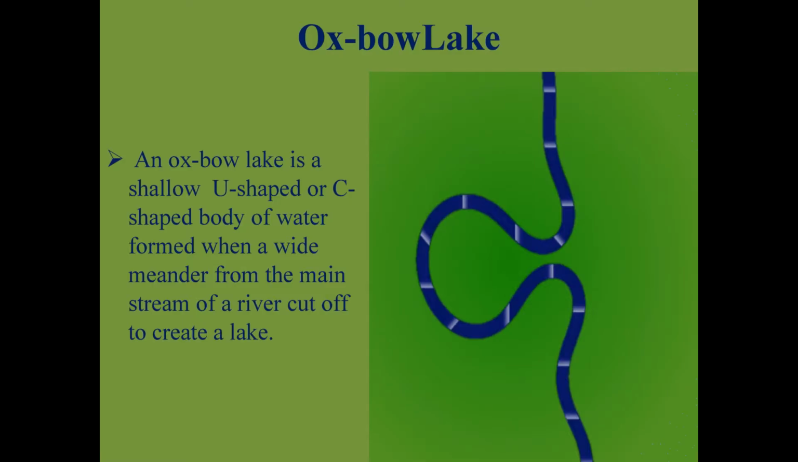Oxbow Lake. An oxbow lake is a shallow U-shaped or C-shaped body of water formed when a wide meander from the main stream of a river is cut off to create a lake. This landform is called an oxbow lake for the distinctive curved shape that results from this process.